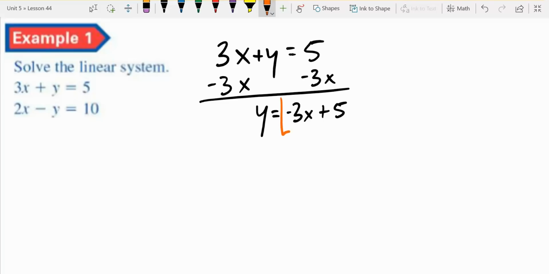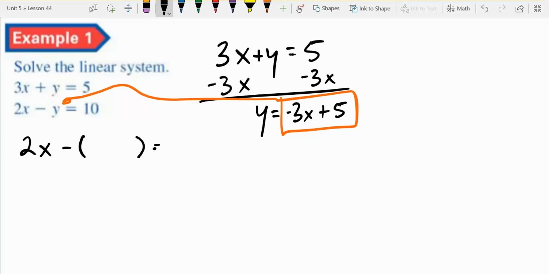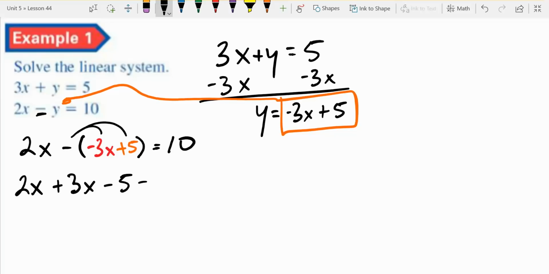We're going to take this value of y and substitute in for y in this second equation. So our second equation would be 2x minus y equals 10, and we're going to substitute in negative 3x plus 5. I've got a negative sign out in front of my y, so I need to distribute that. Negative times negative 3x makes positive 3x, and negative 1 times 5 makes negative 5.